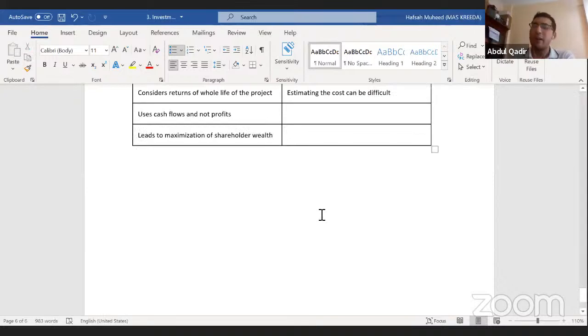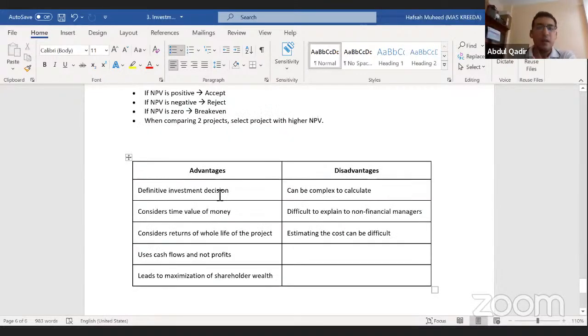So there are some advantages and disadvantages in this. The advantage is basically a definitive investment decision. It directly tells you how much you will earn. Like I said, if your investment is 1,000 and you're earning 1,500, that extra 500 you will definitely earn. You don't need to compare it with anything like that. So it gives a definite investment decision.